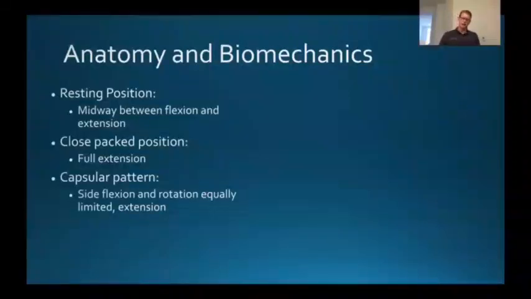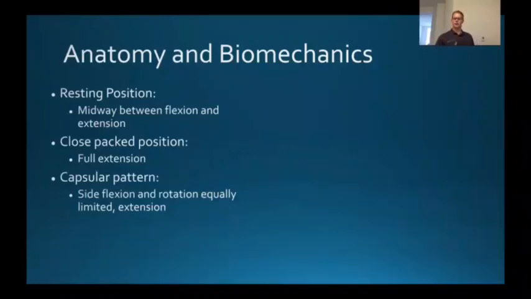Last slide here on anatomy and biomechanics is just some general information about the cervical spine. The resting position is going to be midway between flexion and extension. So just right here in this position, I have good mobility in all directions. If I go fully back into extension and try to rotate, I have less mobility because that's the closed pack position. So there is the least approximation of structures in that resting or open pack position. Closed pack is where there's approximation of structures, limited mobility. So that is full extension of the cervical spine.